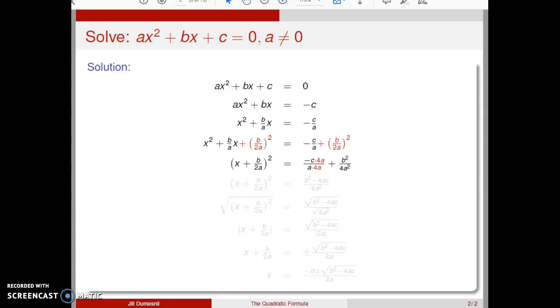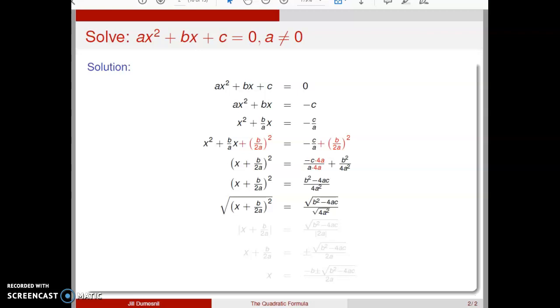It produces a perfect square, x plus b over 2a quantity squared, on the left-hand side of the equation. On the right-hand side of the equation, we need common denominators to add fractions. After multiplying the first fraction by a clever 1, we add and simplify on the right-hand side of the equation. Then we take the principal square root of both sides of the equation.